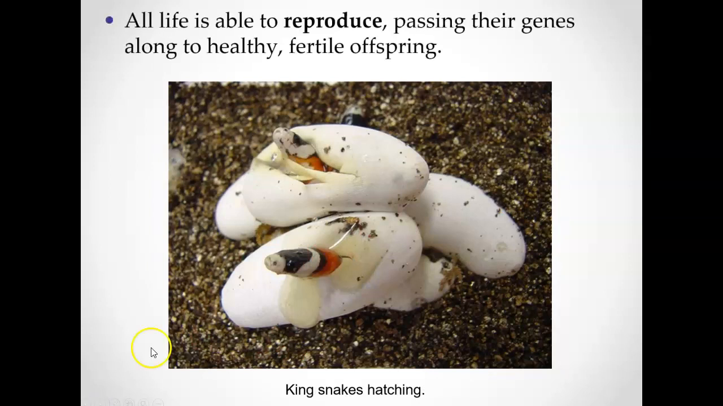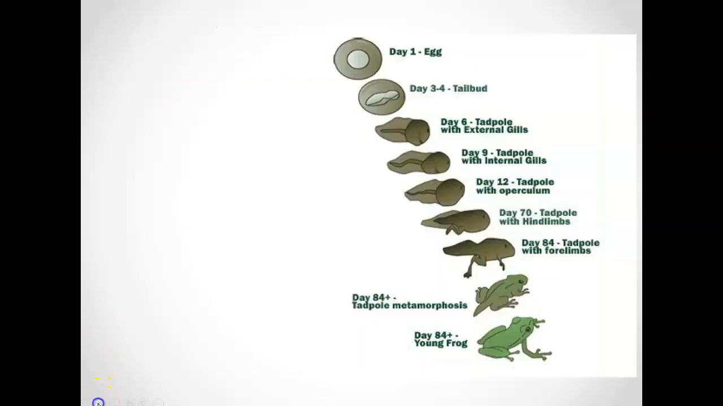All life has the ability to reproduce, which means that they can pass their genes off to healthy, fertile offspring. The way that they reproduce is different. We'll look at cell reproduction a little bit later on in the course. Do we talk about organisms reproducing through binary fission? Do we talk about organisms reproducing sexually? How do organisms pass those traits on? What's the difference between meiosis and mitosis? But again, we'll get to that.